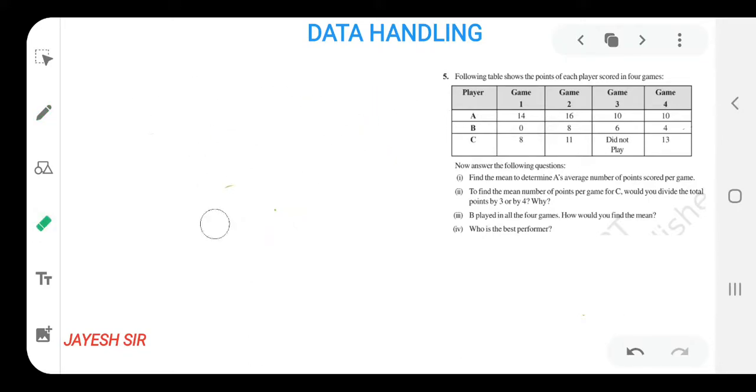Now let us begin with the third sum. B played in all the 4 games. How would you find the mean? Again, we need to find the mean for B. To find the mean, first I am ready after writing the formula.